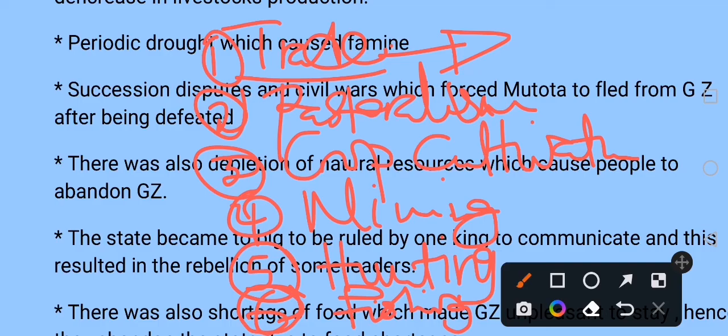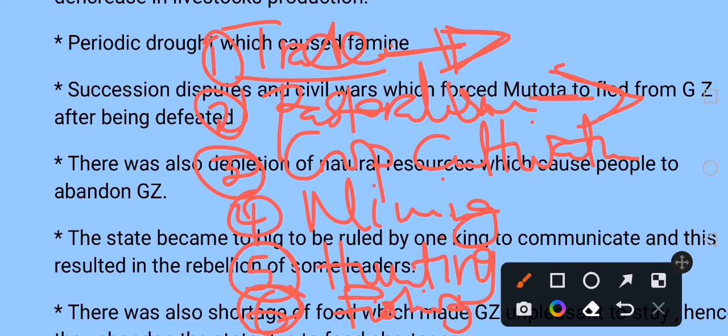Once you have finished explaining a point, you can move on. Trade led to accumulation of what? Of wealth. Then pastoralism. What is pastoralism? It is keeping of livestock like cattle, sheep, and goats. What are the importance of keeping livestock or pastoralism?